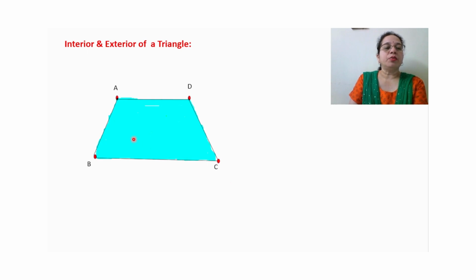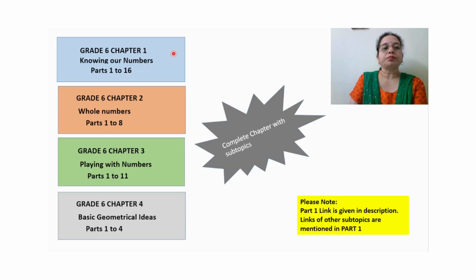Interior and exterior points. The area enclosed by these four line segments is known as the interior of the quadrilateral. This is not a triangle, it should be quadrilateral, and the outside of these four line segments will be the exterior of the quadrilateral. Please do the correction, it should be quadrilateral.